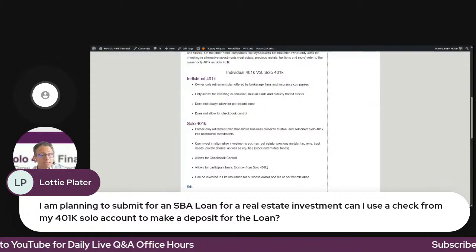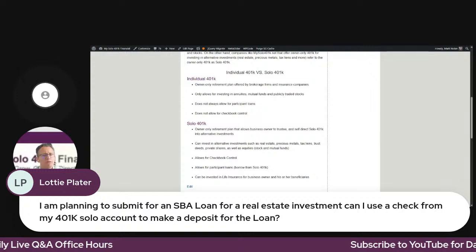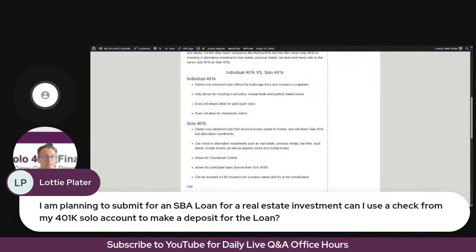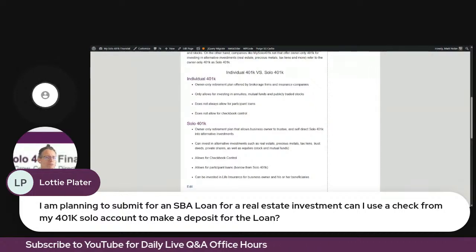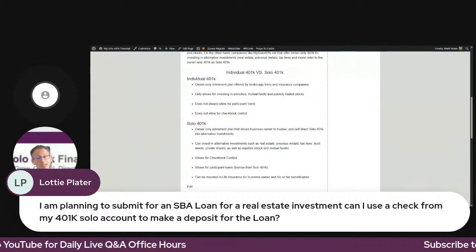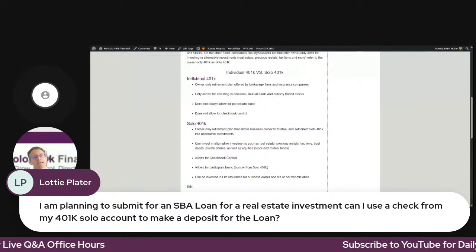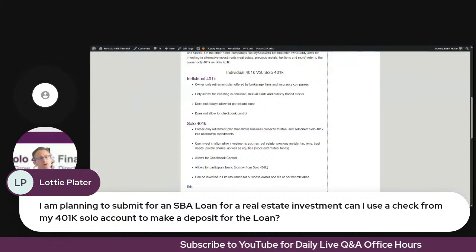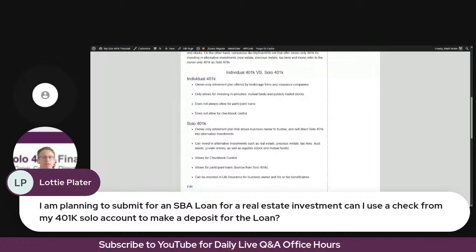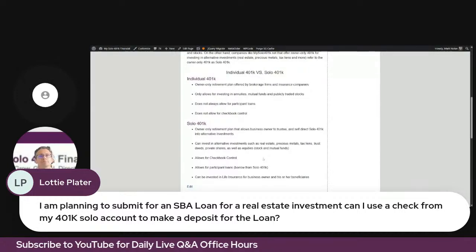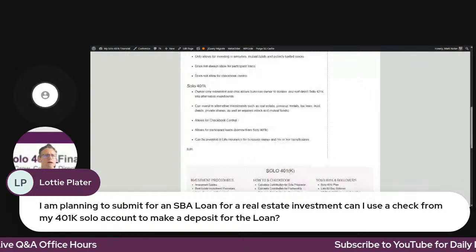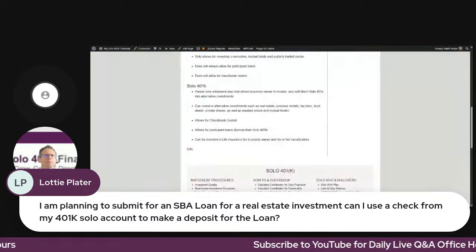It also generally does not allow you to take a loan from the 401k, known as a 401k participant loan, nor does it allow for checkbook control, wire control, which is important when you're looking to make an alternative investment like physical real estate or a promissory note or a real estate syndicate. So that's why it's important to understand your options when we're talking about a self-employed 401k.